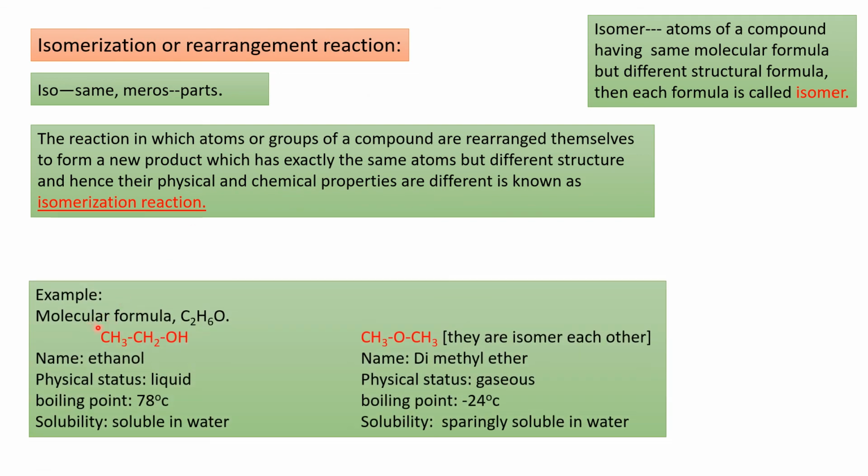Example, molecular formula C2H6O, two different compounds: ethanol and dimethyl ether. Ethanol: physical status liquid, boiling point 78 degrees centigrade, and soluble in water. On the other hand, dimethyl ether: physical status gaseous, boiling point minus 24 degrees centigrade, and sparingly soluble in water.